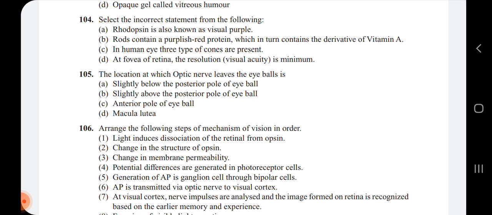Next question, the location at which the optic nerve leaves the eyeball is. When the optic nerve leaves the eyeball, it enters the brain and reaches the visual cortex. So this optic nerve leaves the eyeball almost above the posterior pole of the eyeball.